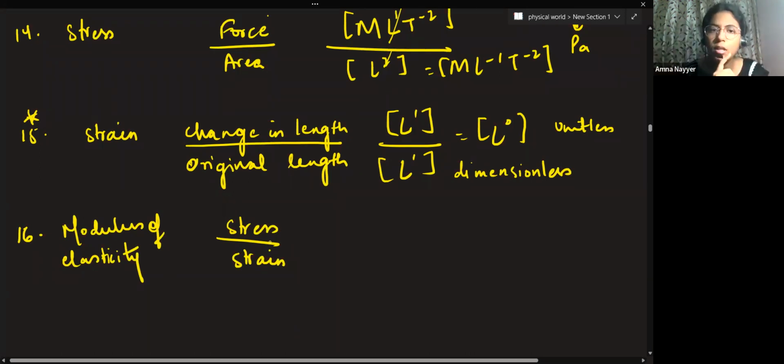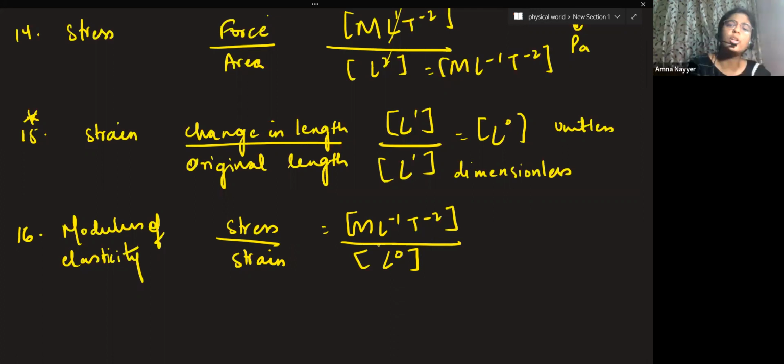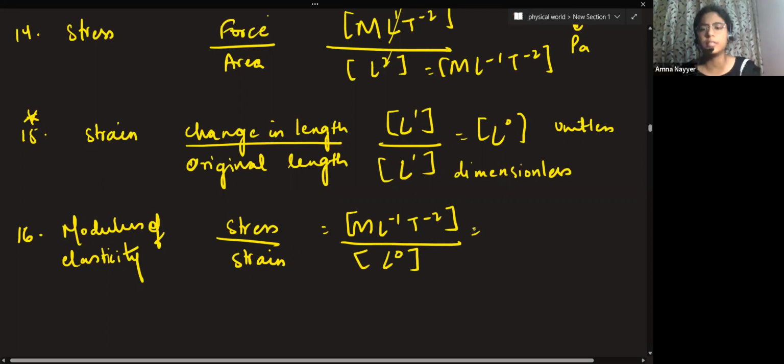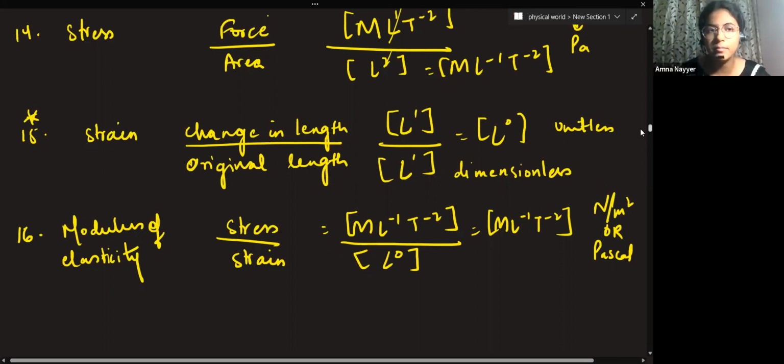So stress was what? Stress we had seen, this was M L to the power minus 1 T to the power minus 2. And strain was what? Strain was dimensionless, no dimension, M to the power 0, L to the power 0, T to the power 0. So it means the dimensional formula of modulus of elasticity becomes the same as the dimension of pressure or stress only. That is M L to the power minus 1 T to the power minus 2. And the SI unit is also Newton per meter square, or Pascal. All right, so quickly copy down these three quantities.